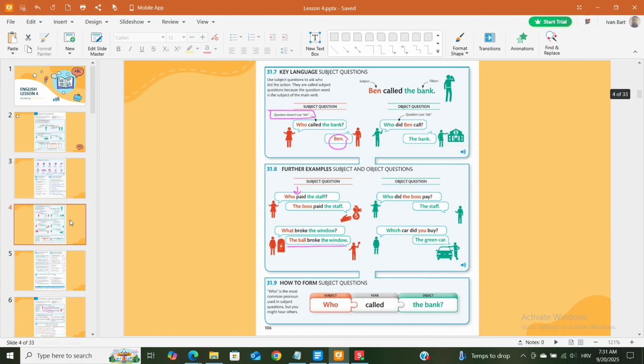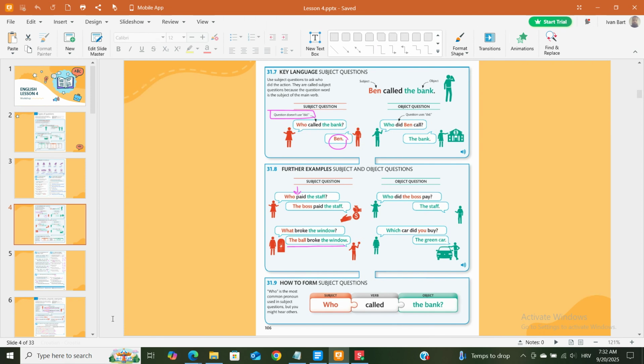31.7 Key language: subject questions. Use subject questions to ask who did the action. They are called subject questions because the question word is the subject of the main verb. Ben called the bank. Subject question: the question doesn't use did. Who called the bank? Object question: the question uses did. Who did Ben call?